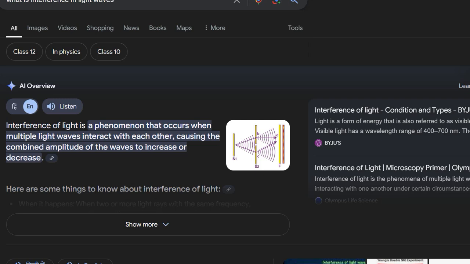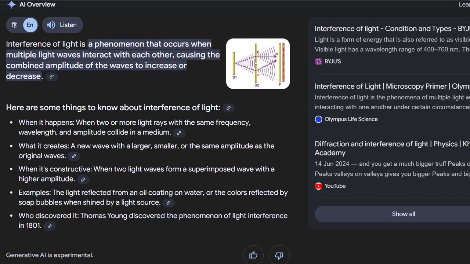So what is interference of light? It is a phenomenon that occurs when multiple light waves interact with each other, causing the combined amplitude of the waves to increase or decrease. How does it happen? Here are some things to know about interference of light. When two or more light rays with the same frequency, wavelength and amplitude collide in a medium, they create a new wave with a larger, smaller or the same amplitude as the original waves. It's constructive when two light waves form a superimposed wave with a higher amplitude.